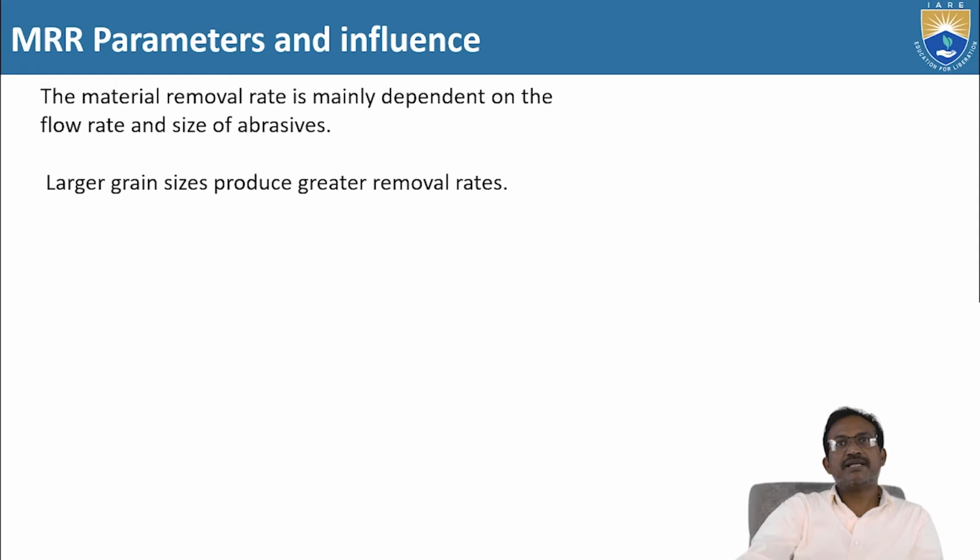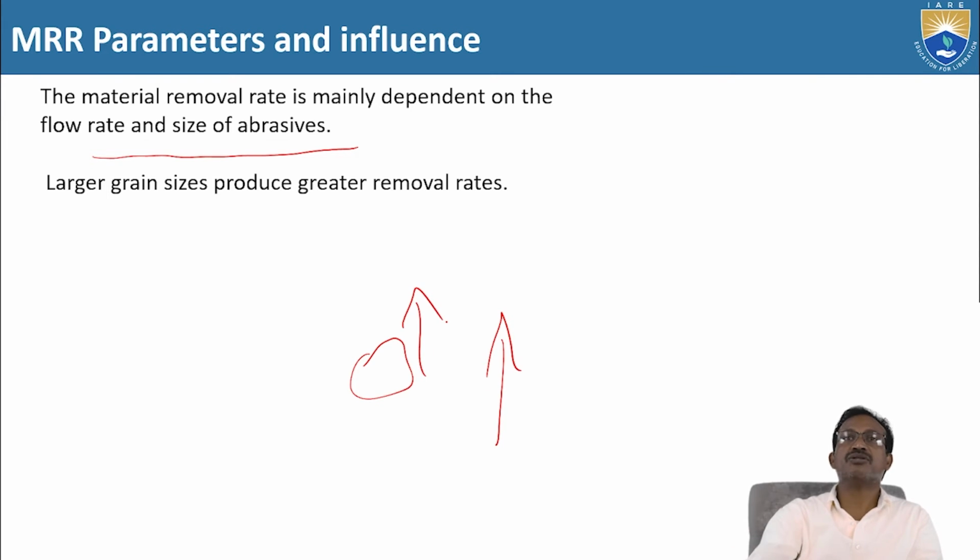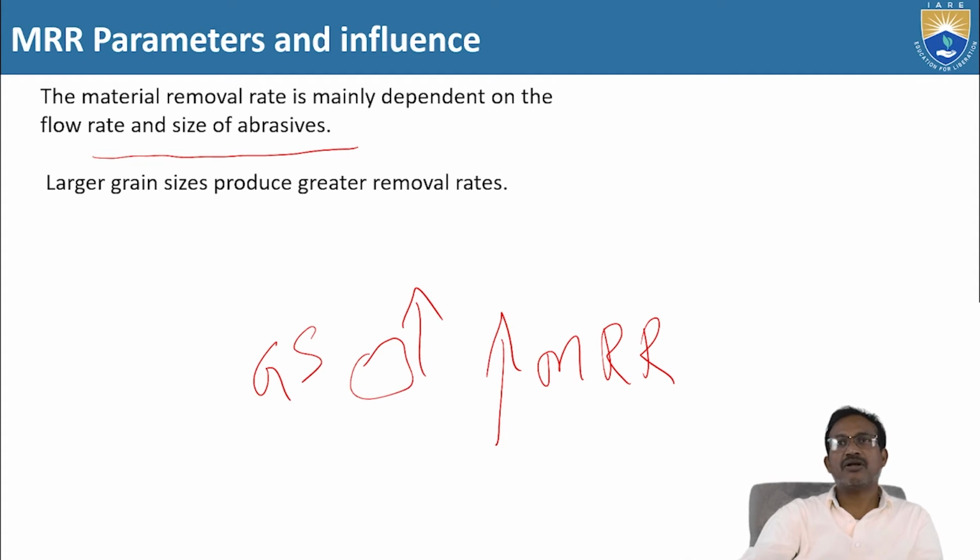The material removal rate is mainly dependent on the flow rate and size of abrasives. Larger grain sizes produce greater removal rates. So if the grain size is larger, then the material removal rate will also be higher.